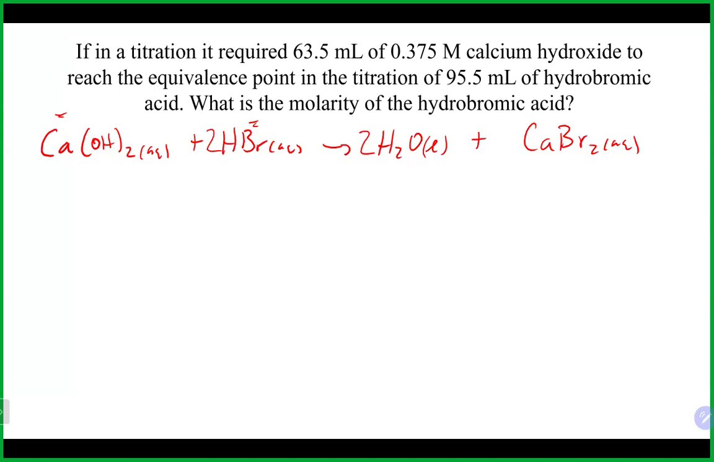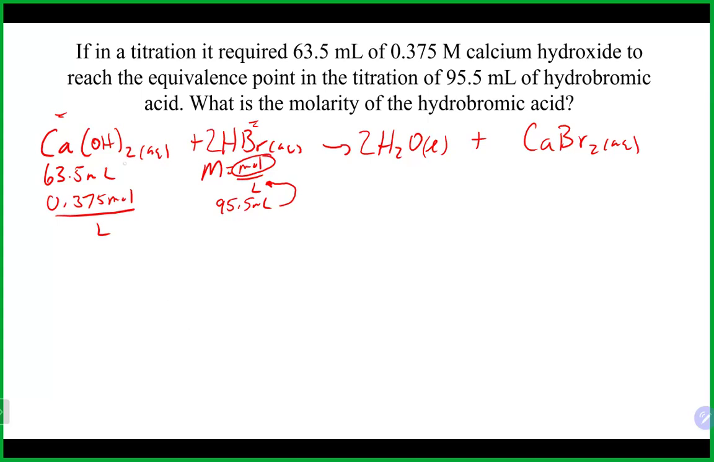At this point, we can look and see what we've got going on. We have information about our calcium hydroxide, 63.5 milliliters, 0.375 moles per liter. We're actually looking for the molarity of our HBr. We do have the volume, 95.5 milliliters. Although it's not converted yet, we can get the liters from that. That means we could again use stoichiometry to get to the moles, so we could calculate the molarity.